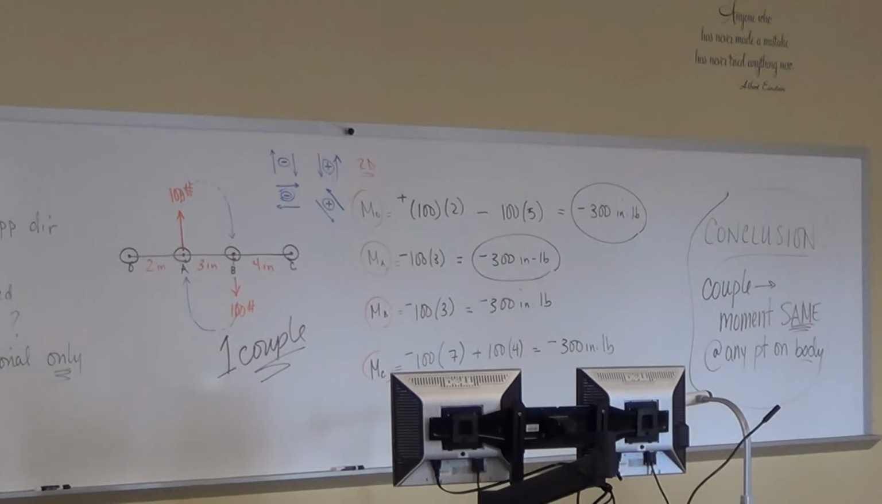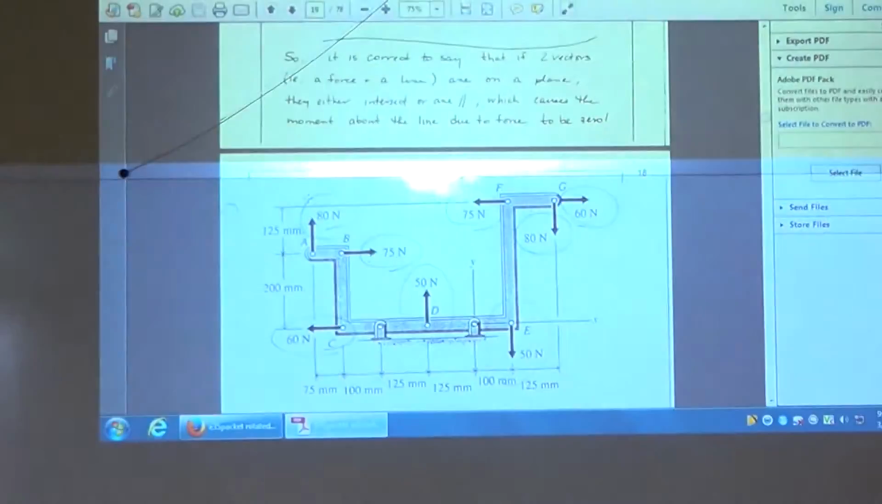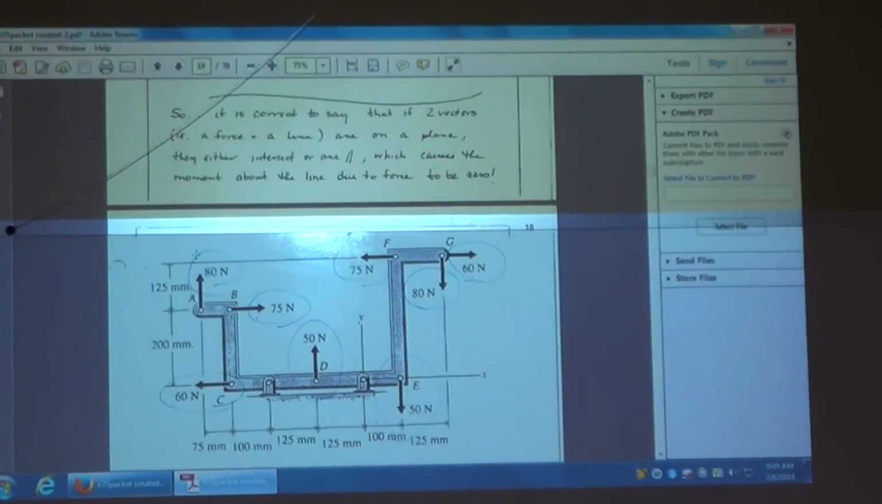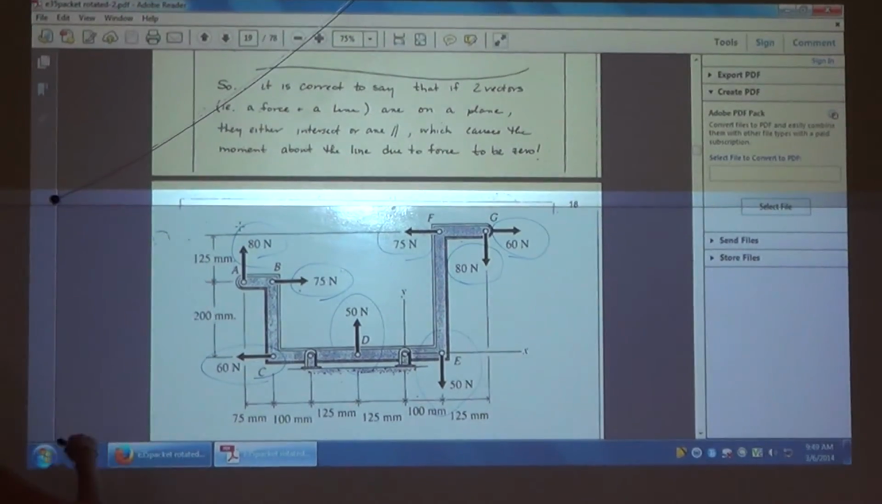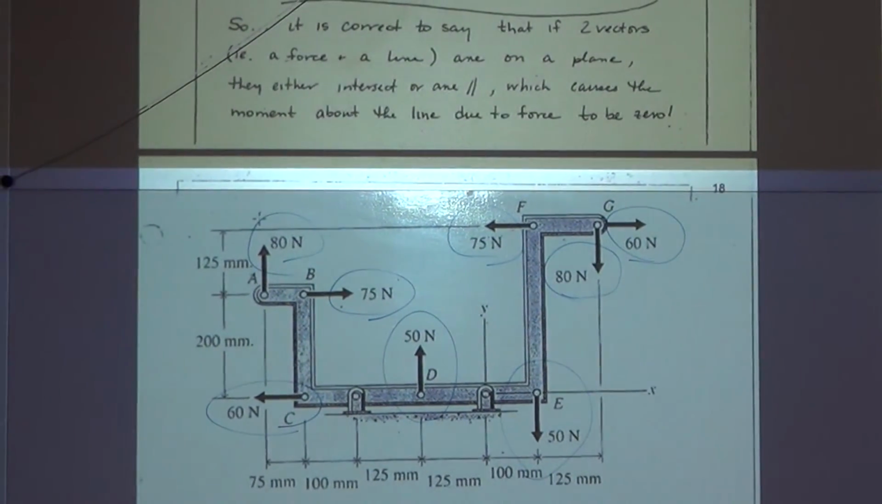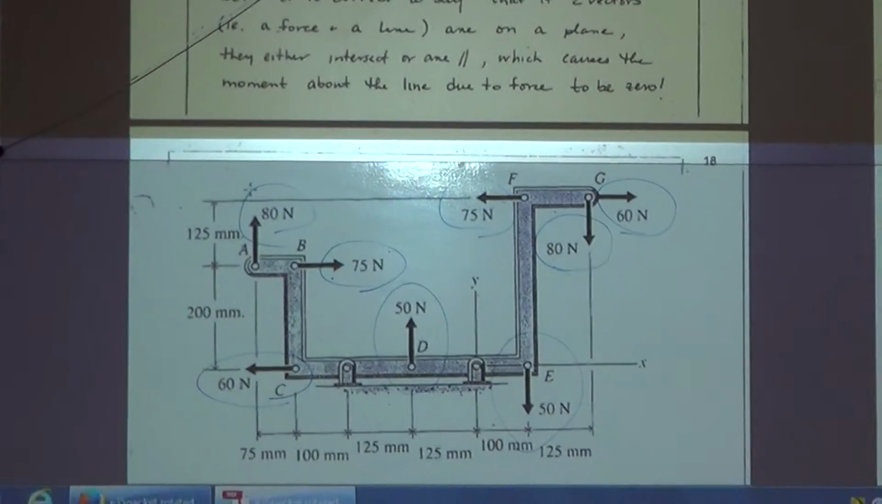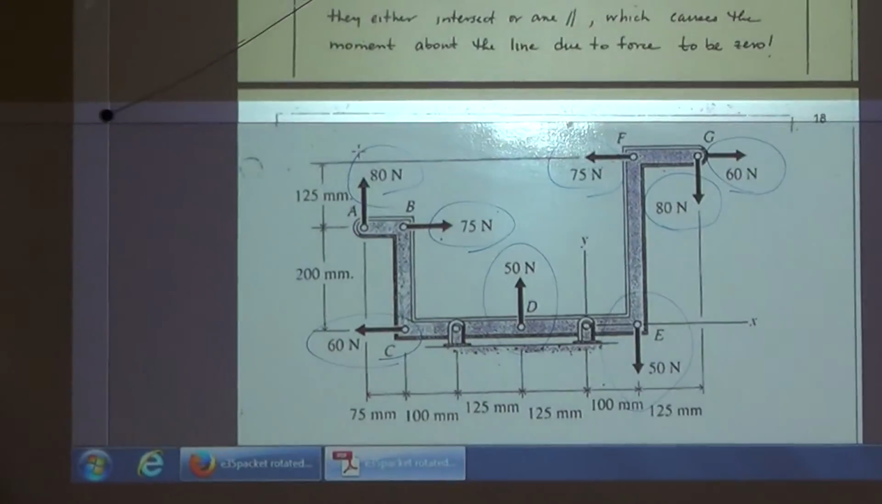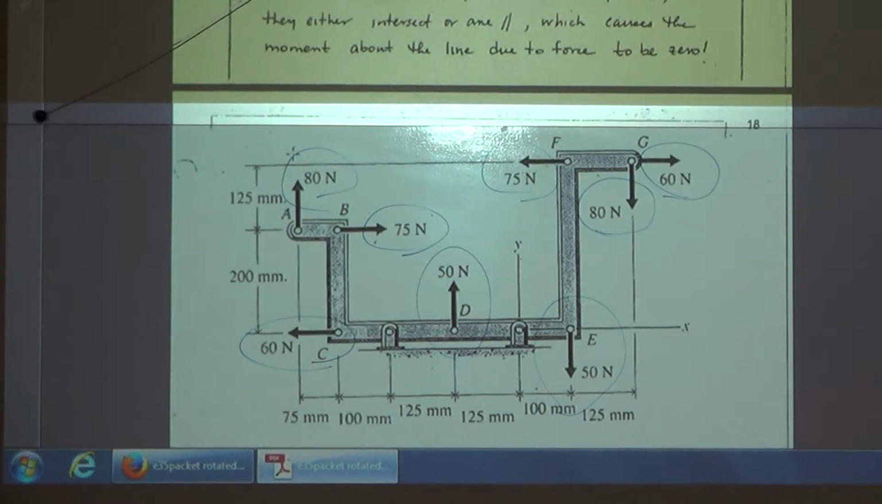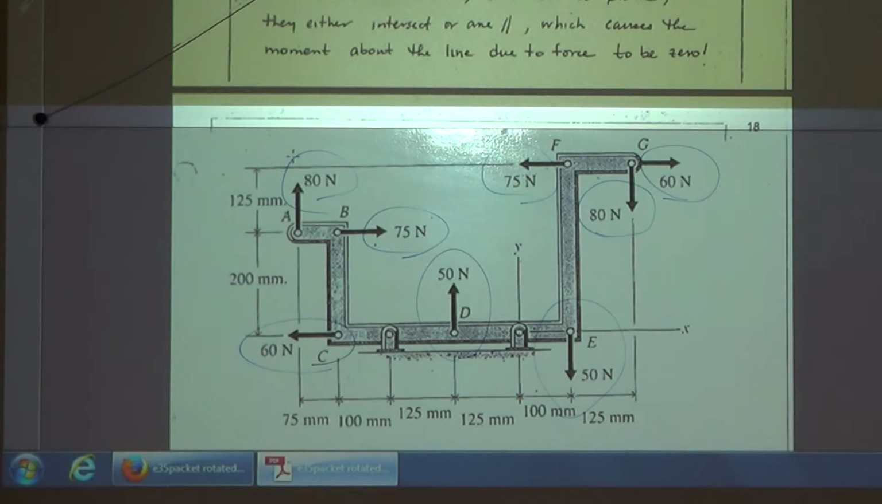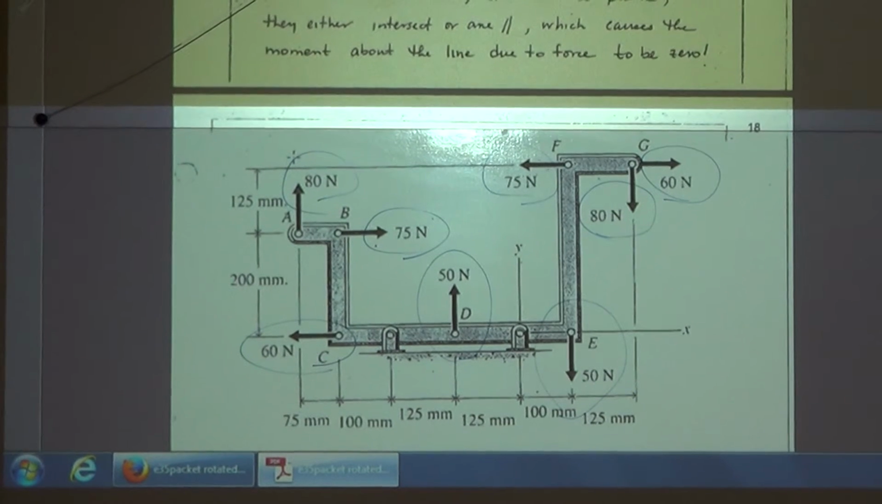So Andrew, using the 60, let's look at the 60. We have a 60 to the left and a 60 to the right. What's the distance between? 325 millimeters. So what's the moment created due to that 60? 60 times 325. Positive or negative?